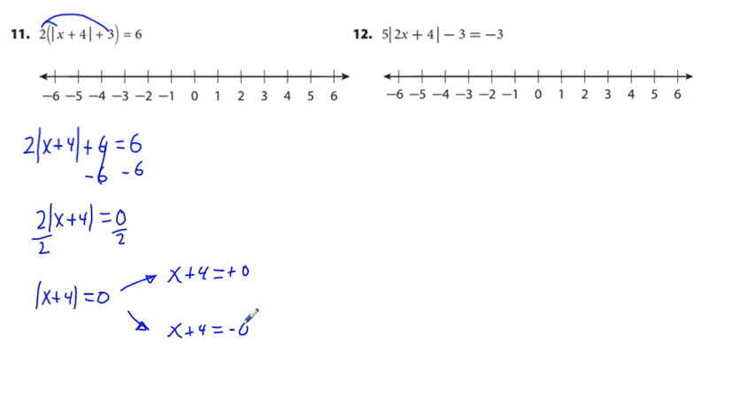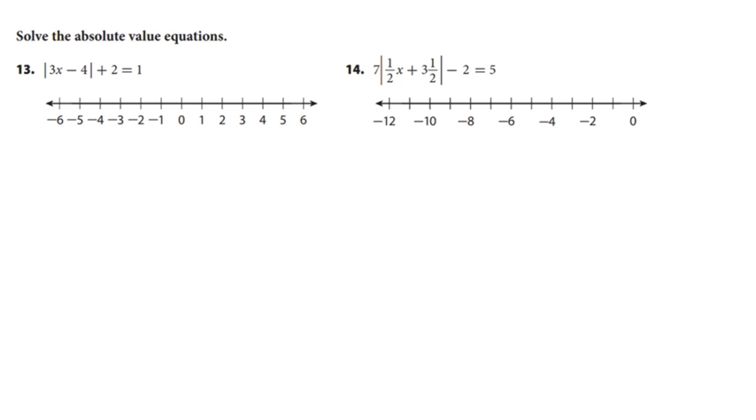Well, how far is 0 from 0? They're both the same thing. In each case, we get x is equal to negative 4. So one solution, x equals negative 4, and then we're going to graph this on our number line. Negative 4.